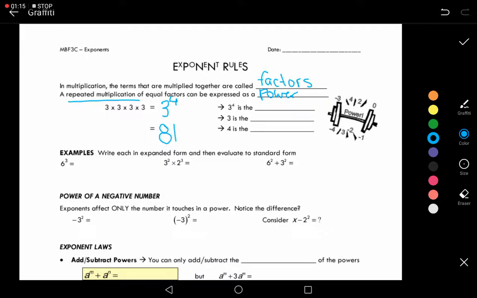So in this situation, the whole thing, 3 to the power of 4, is the power. Okay, 3 is what we call the base, and 4 is our exponent. So that should be review.